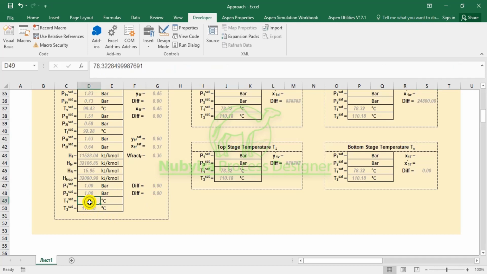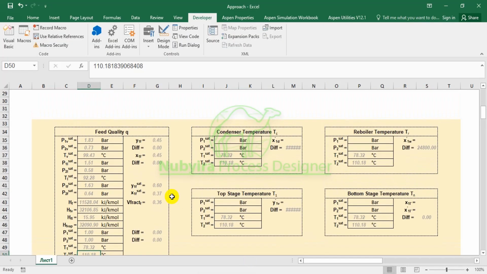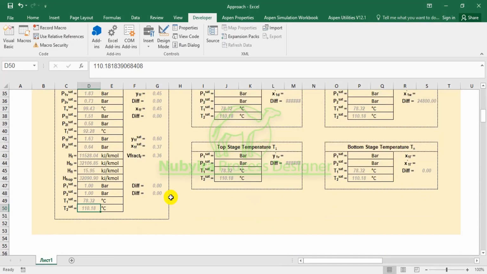So this will be our saturated temperature for the first component, that is benzene, at 1 bar, and this will be the saturated temperature for the second component, toluene, at 1 bar. So it corresponds to this value over here. This is for the heavier component, this is for the light component. Okay, the light component should boil at a lower temperature, while the heavy component will boil at a higher temperature. We are done with that section.